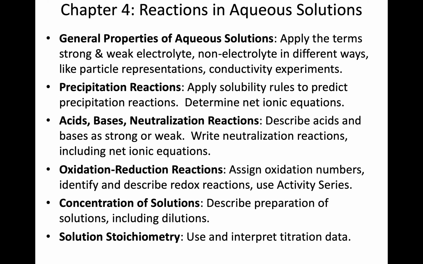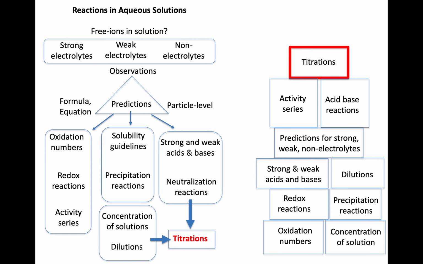Within this video discussing ideas from Chapter 4, we're going to be looking at the final section. We'll be considering solution stoichiometry and titrations as an example of solution stoichiometry. In the overview for the chapter, one finds that titrations are one of the most difficult sets of learning objectives for students when they're working on Chapter 4.